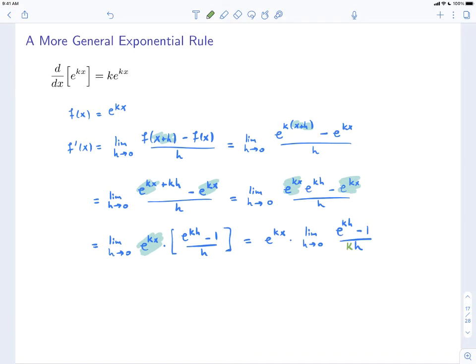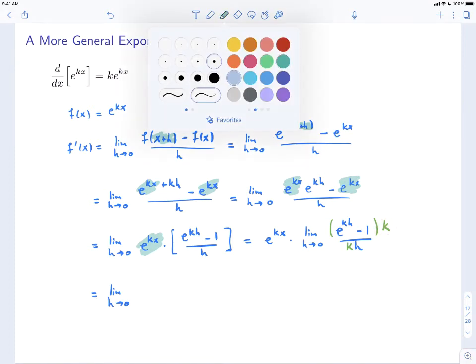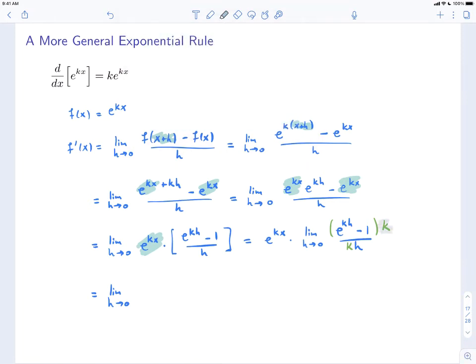But of course, if you put one in the denominator, you have to put it in the numerator as well. So we're going to multiply by k. And now what I'm going to do is just rewrite this a little bit. So this will be equal to the limit as h goes to 0. And what I'm going to do is factor this k out. Again, this k has nothing to do with h. So I'm going to take this k right here, and I'm just going to take it outside of the limit and put it there.